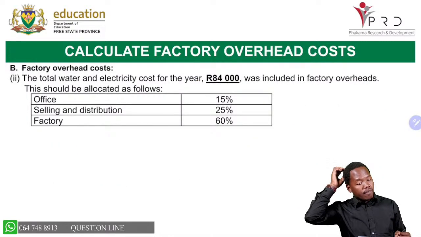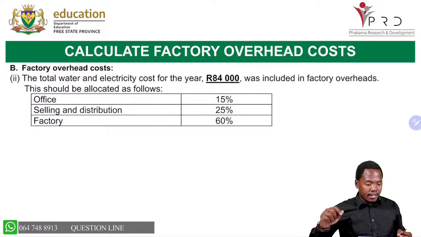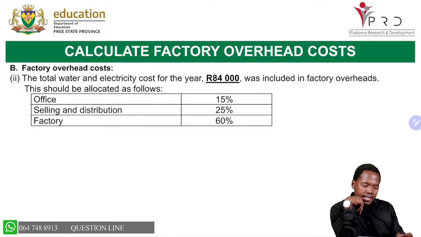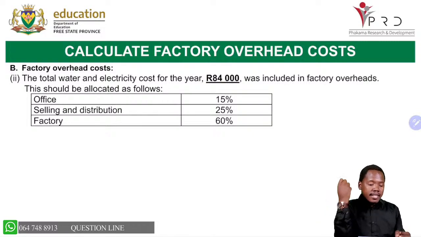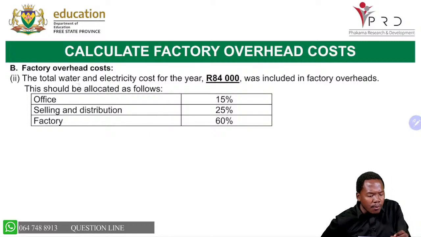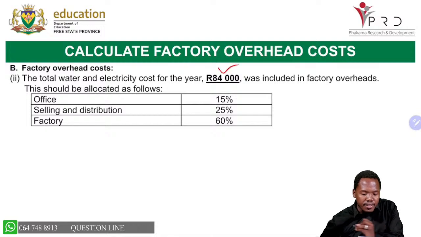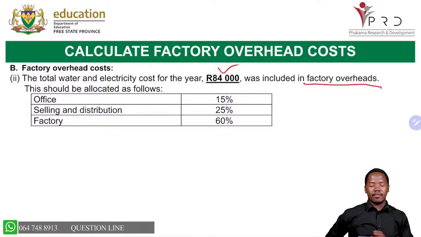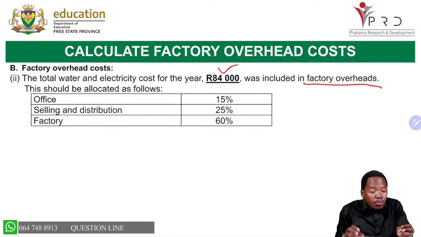Calculate the factory overhead cost. We still continue with our activity now. Still dealing with the same factory overheads. Let us look at this transaction now. The total water and electricity cost for the year, 84,000, was included in the factory overhead cost, meaning we included the total.